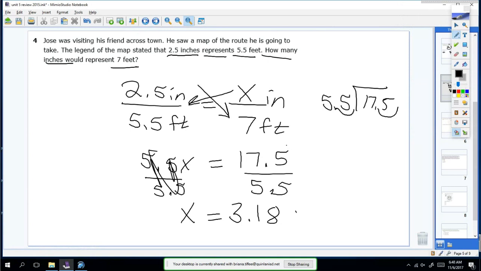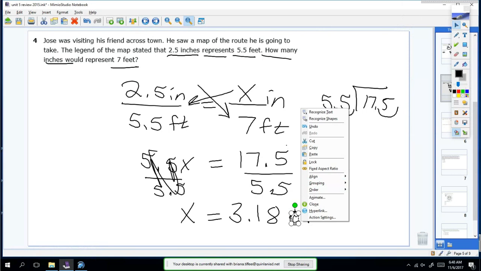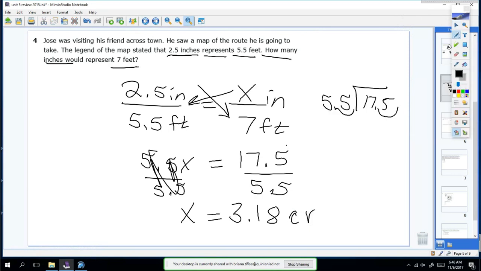Or if you want to round it up, it is equal to 3.2.